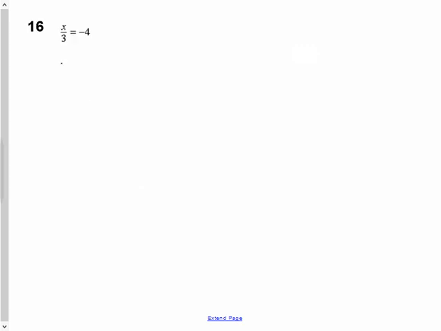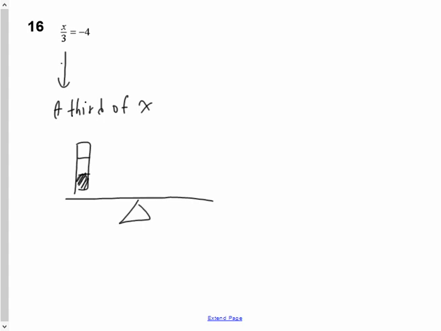Question 16. Now, here's the thing you need to understand. That x over 3 is not what it says, it's what it looks like. And x over 3 really represents x divided by 3, or more importantly, a third of x. And if you can read x over 3 as being a third of x, drawing it makes sense. Because that's what a third of x would look like. So a third of x equals negative 4.